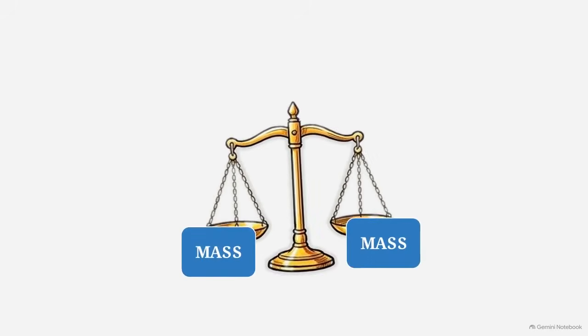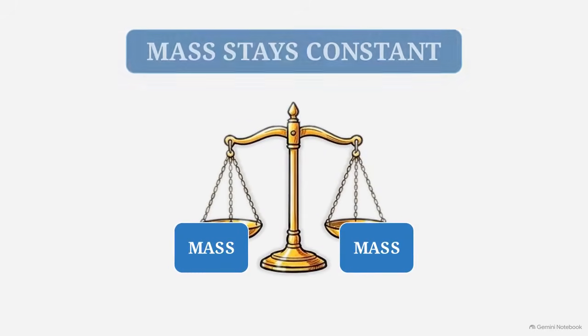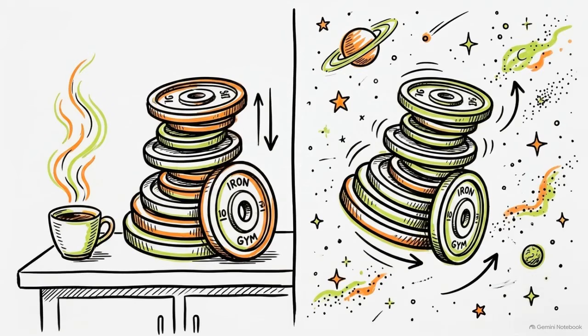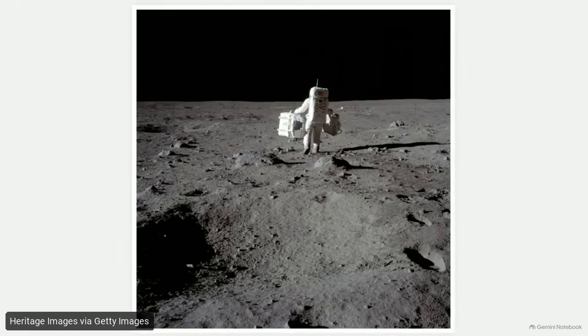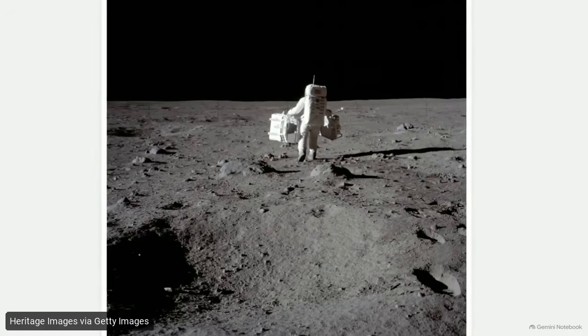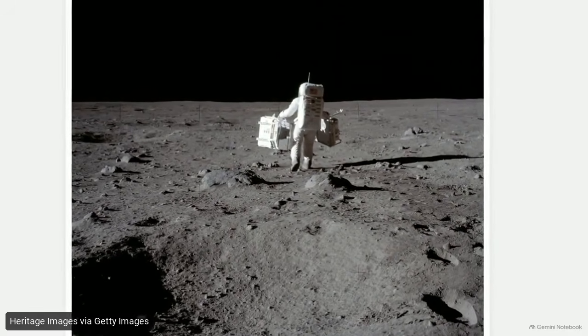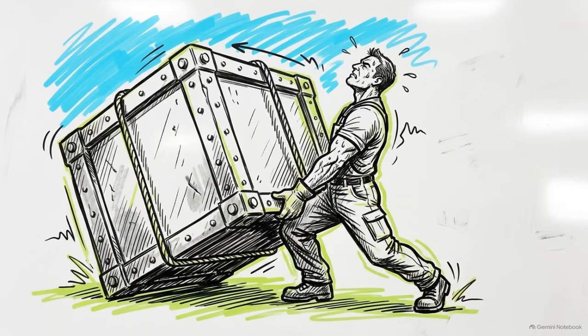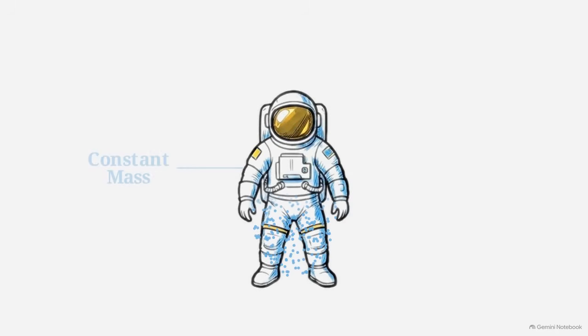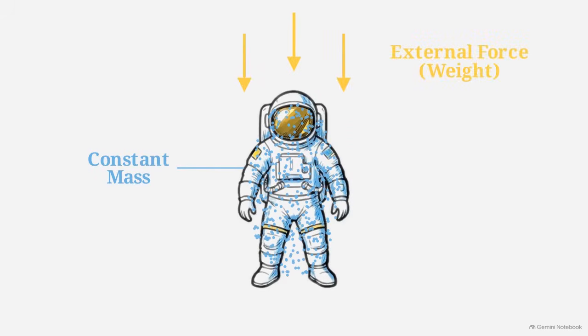Because it's a count of your physical matter, your mass stays the same whether you're in your kitchen or floating in deep space. We can see this in action with this photograph from the moon. This astronaut is carrying large equipment that would be incredibly difficult to lift on Earth. Their mass, the physical stuff making up their body and gear, is exactly what it was when they left home. What changed is how the environment acts on that mass.